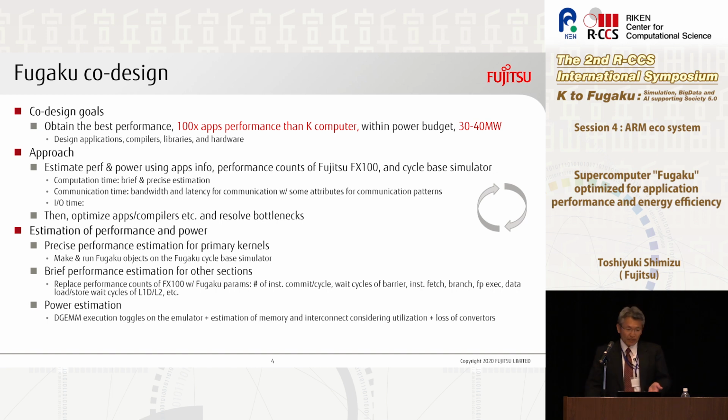As I said, the goal of the supercomputer Fugaku is high application performance, 100 times the application performance of the K computer, and it should meet the power budget limit requirement, so 30 or 40 megawatts. We optimize applications and compilers and libraries and hardware itself. So we should attain these goals by doing everything. So the co-design approach is very simple.